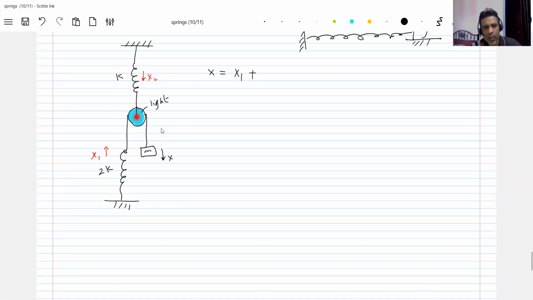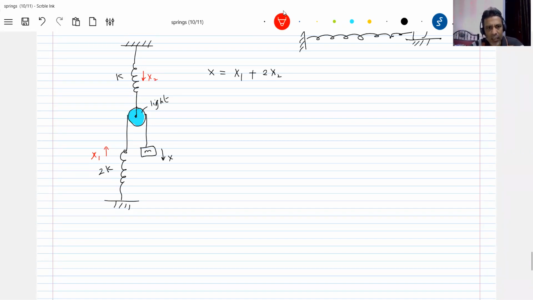If I move a point on a pulley by 1 meter, here 1 meter will become loose. The block will move down by how much? 2 meters. So what is the displacement of the block? Twice the elongation of this spring. So here, I'll write it as 2x2. Okay, let's come to the spring forces.